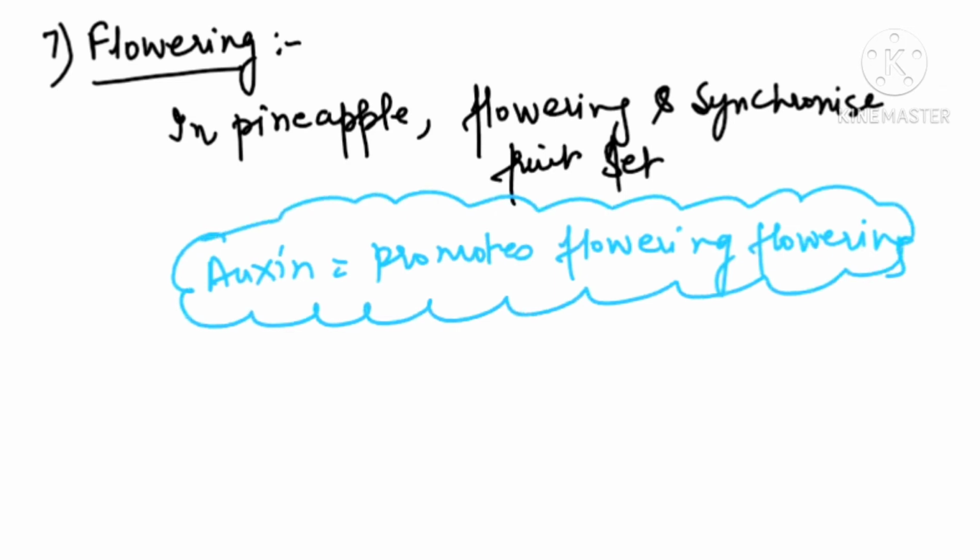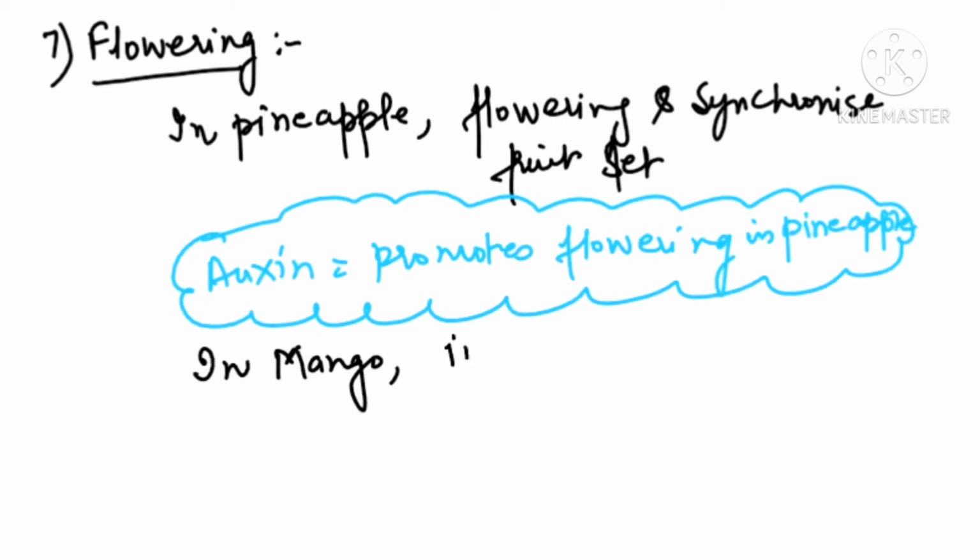Sorry, I wrote flowering 2 times. It promotes flowering in pineapple, with respect to auxin. But with respect to ethylene, in pineapple, it is flowering plus synchronizing fruit set. Now, in mango, it induces flowering. So the flowering concept is clear.